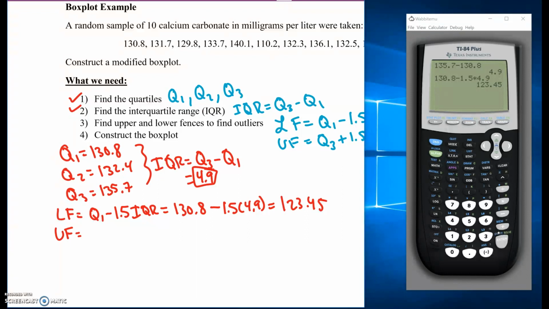My upper fence will be Q3 plus 1.5 times the IQR. And hopefully this time I don't mess this up. So I'm going to have 135.7 plus 1.5 times 4.9. And then I'm going to get 143.05. So anything above this will be an outlier. Okay, I don't think I need to calculate anymore.